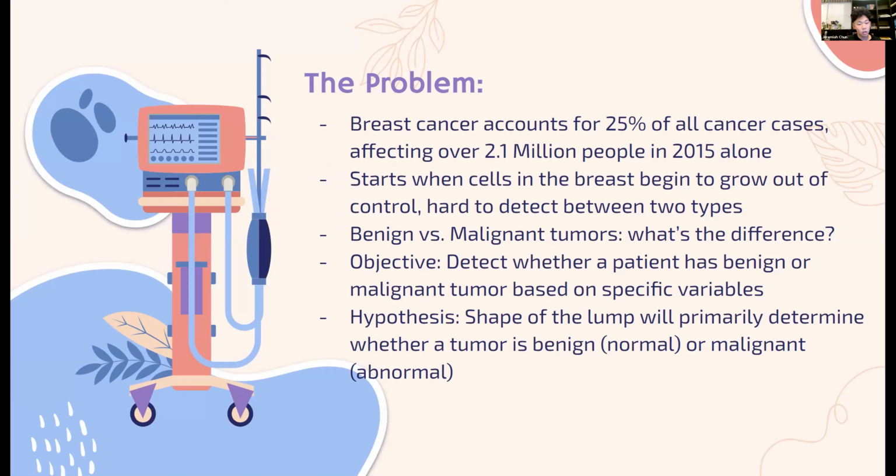Benign is normal and usually not dangerous and has more smooth and regular borders, while malignant tumors are abnormal and they have a more abstract shape, needing instant medical attention. From this, our project's objective is to find whether a patient has a normal, benign, or abnormal malignant tumor. And since malignant tumors have more irregular borders, our hypothesis is that the shape of the lump will primarily determine whether a tumor is abnormal or normal.